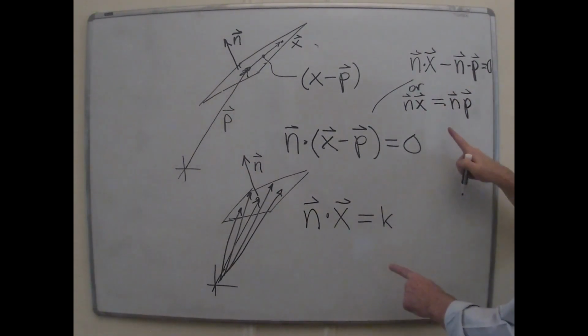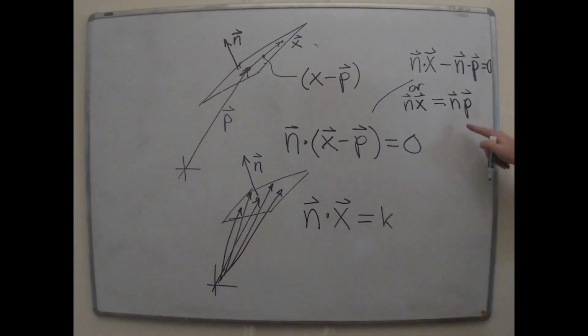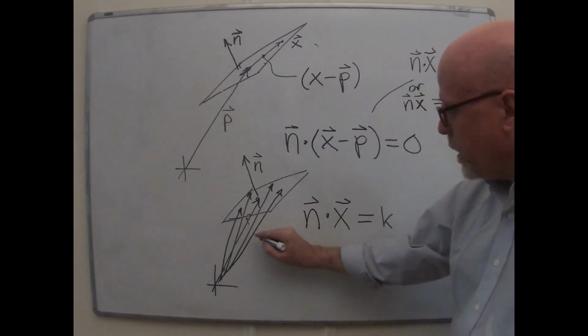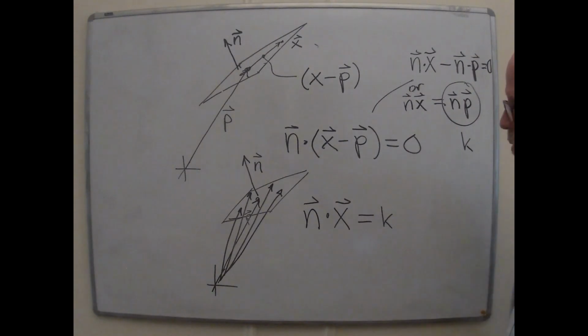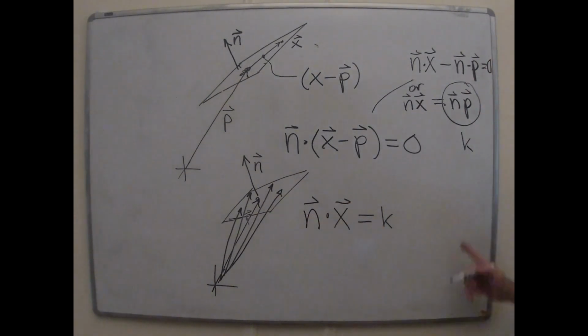Well, compare the left sides of this, n·x, k, n·p. It must be that this n·p here is indeed the same as whatever the constant is. And that makes perfect sense if you think about it: p is one of the vectors that goes to that special point we chose in the center of the plane. If they all have the same dot product, then in particular p has the same dot product. That's what k is. n dot p is equal to this constant parameter.